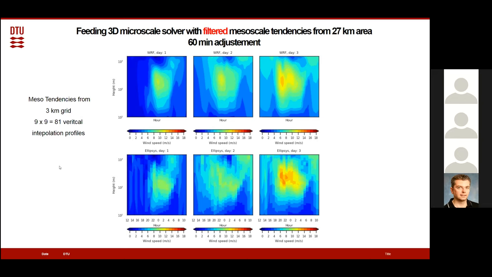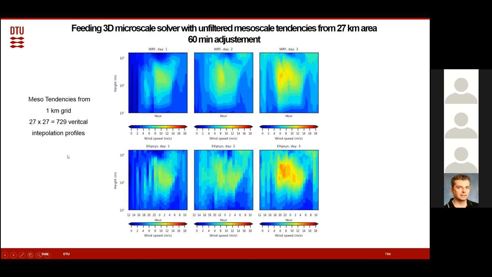What actually ended up surprising me was that if I use this method and apply unfiltered mesoscale tendencies at 60 minute adjustment, the case that previously in 1D went very bad, now we are starting to see a completely different picture. I mean, we still see the wiggling and the wiggling problems, but we can clearly see a much better resemblance between the results.